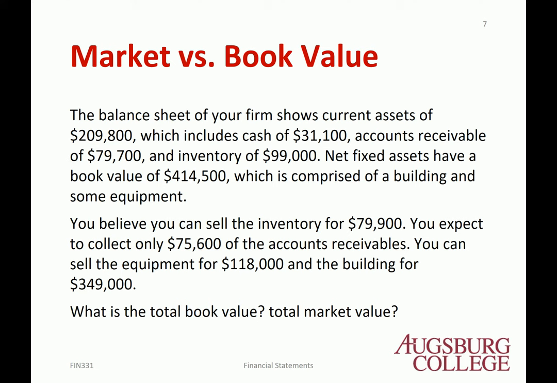Now the next one. You believe you can sell the inventory for $79,900. You expect to collect only $75,600 of the accounts receivable. You can also sell the equipment for $118,000 and the building for $349,000. You see the difference between the two paragraphs. The first paragraph always talks about the value in the balance sheet, and the second paragraph always talks about the potential value in the market. So the first paragraph is about the book value, the second paragraph is about the market value. What are the total book value and the market value? That's the question.